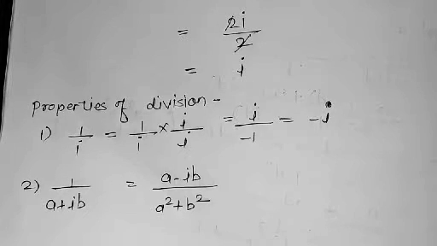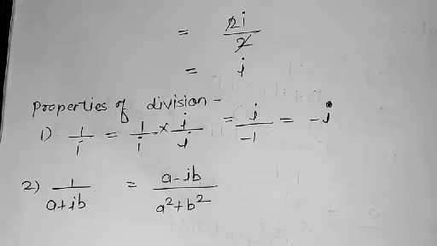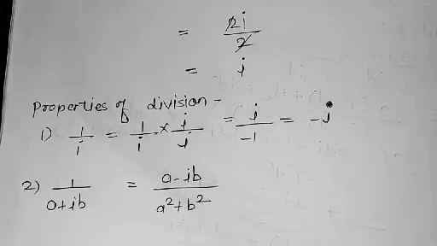Now consider properties of division. First property is 1 upon iota is equal to 1 upon iota into iota upon iota, which is nothing but iota upon minus 1, which is equal to minus iota. So 1 upon iota means reciprocal of iota, that will be minus iota. Second property is 1 upon any complex number, that is 1 upon a plus ib, gives the result a minus ib upon a square plus b square.